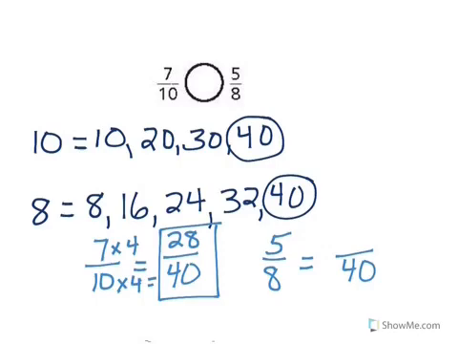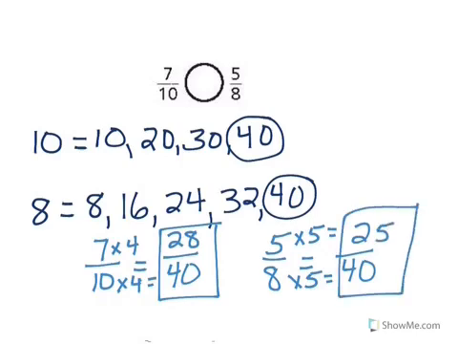Now for our 5/8. I know 8 times 5 is 40. So what I do to the bottom, I do to the top. 5 times 5 is 25. Now I can easily compare. If I have 28/40, that's going to be bigger than 25/40. So therefore 7/10 is greater than 5/8.